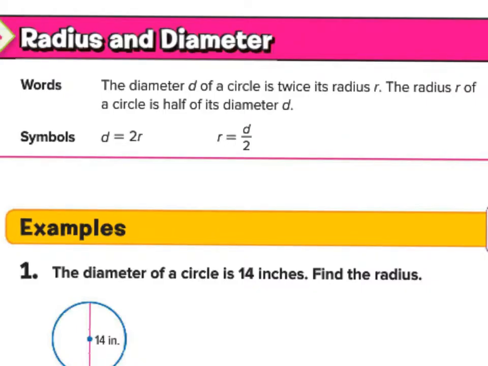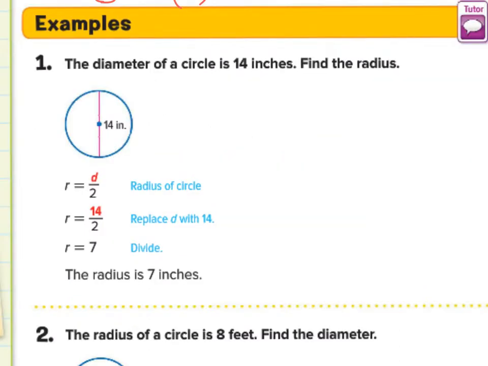So to quickly review radius and diameter: the diameter, d, of a circle is twice its radius, r. So diameter is twice the length of the radius. Or you could say it like this too, the radius, r, of a circle is half of its diameter, d. In symbols, the diameter equals 2 times the radius. So let's just say my diameter is 8, it would equal 2 times my radius, 4. Do you see that? Or if my radius is 4, it would equal the diameter, 8, divided by 2.